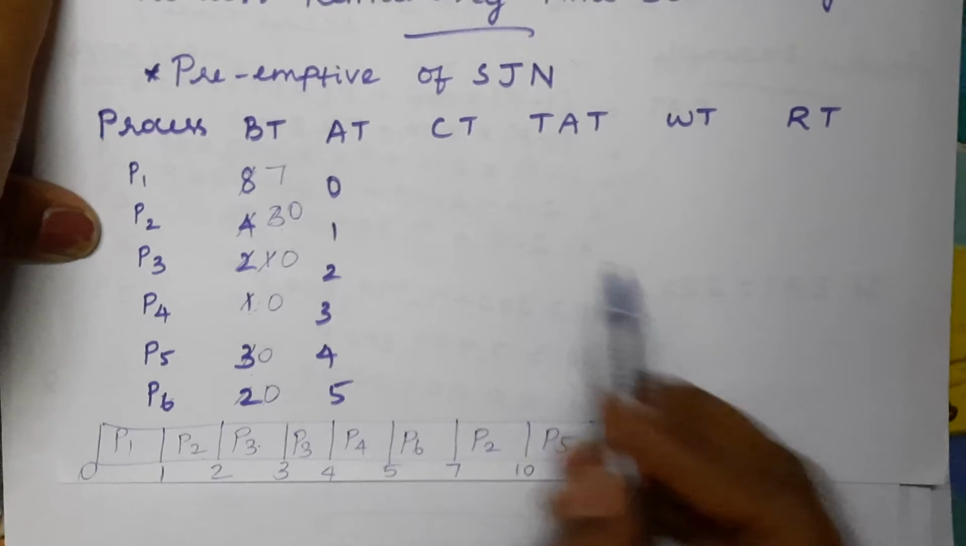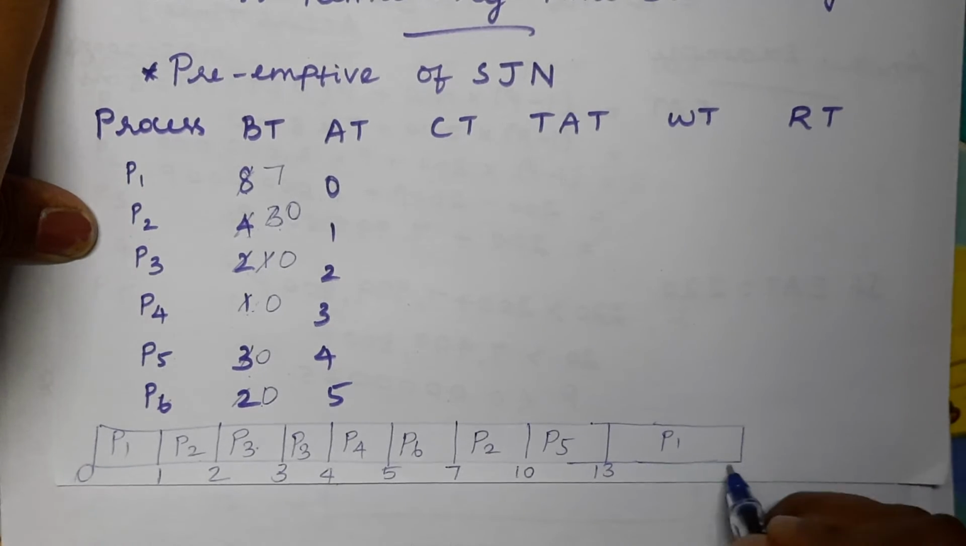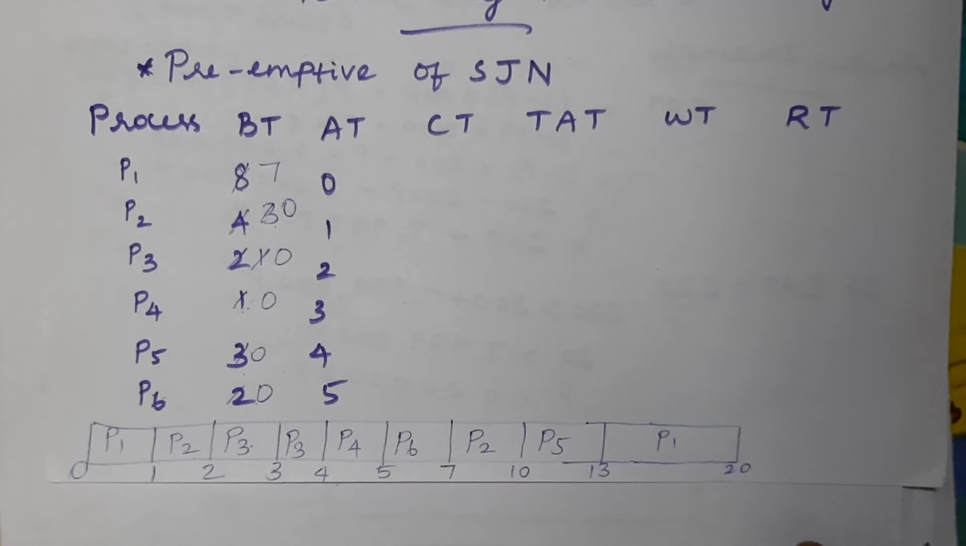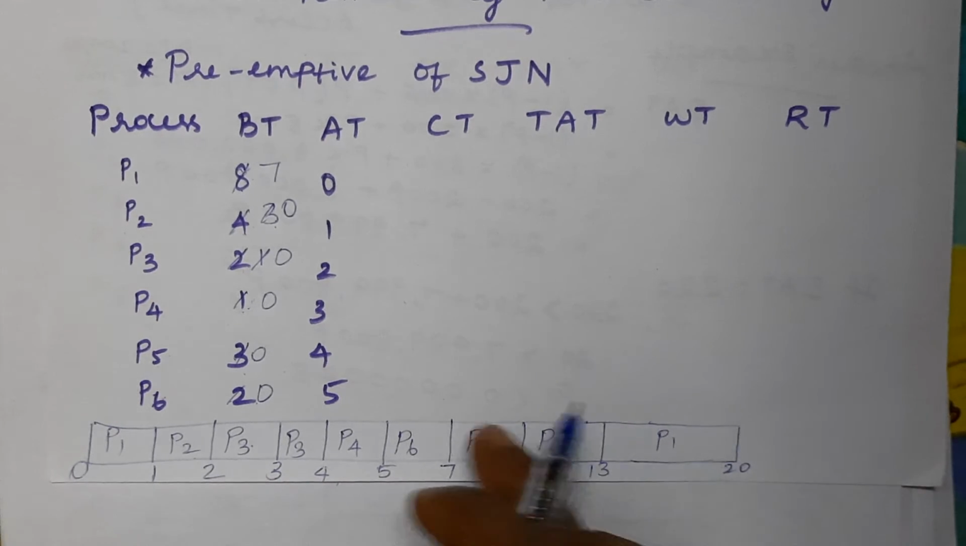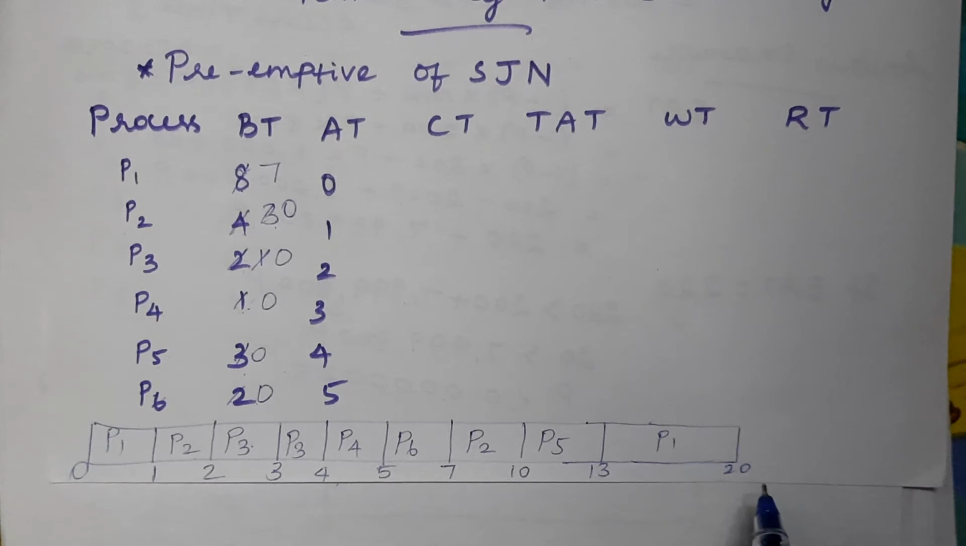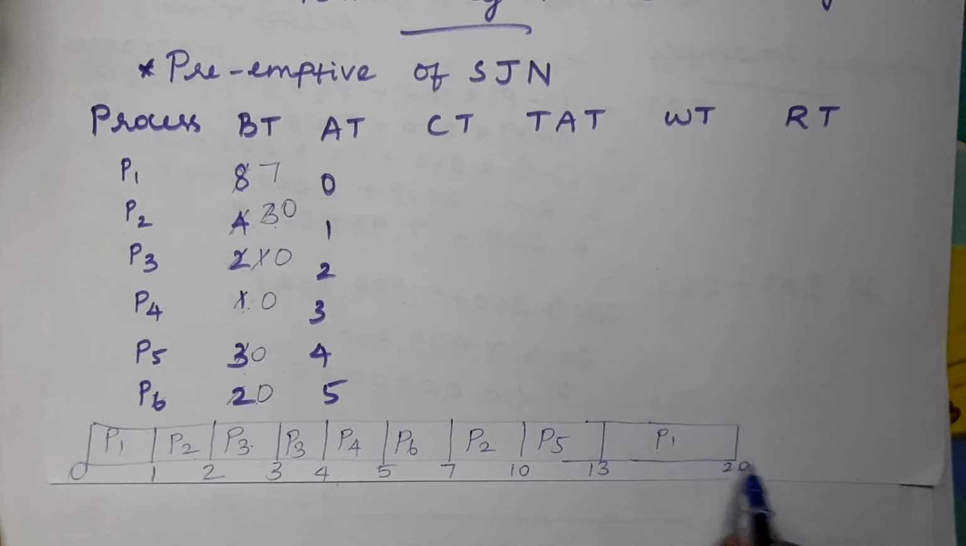Finally we have only one process, that is P1, and its corresponding burst time is 7. So it will be completed at time 20. So this is actually the Gantt chart for the given example. Now we have to find out the completion time of each and every process. P1 has completed at 20.